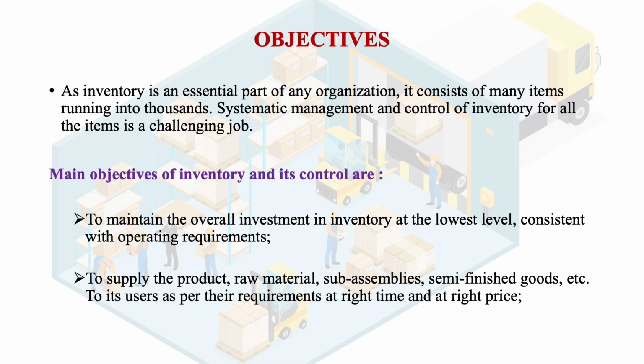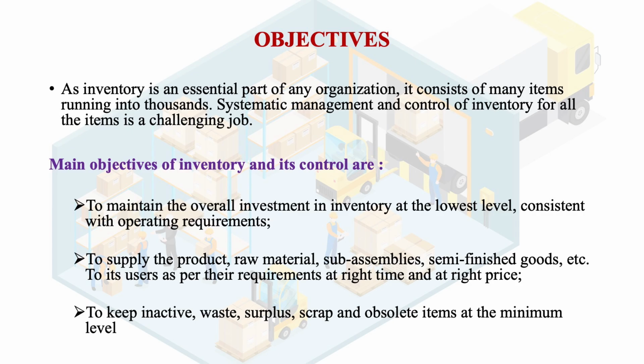The second point is to supply the product, raw material, sub-assemblies and semi-finished goods to the user as per requirement, at the right time and at the right place. Whenever your production process is going on and you need any raw materials, sub-assemblies or semi-finished goods, they should be available in the store. If they are not available, then production will halt and there will be a loss to the company. So whenever we require that material, it should be available in the store at the right time.